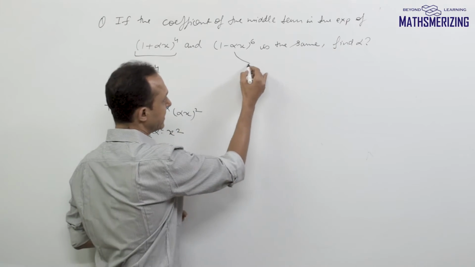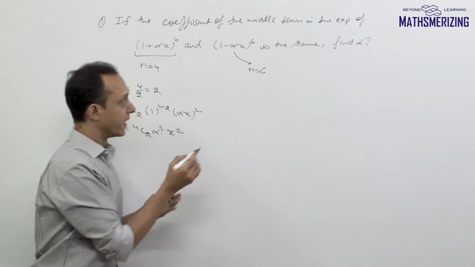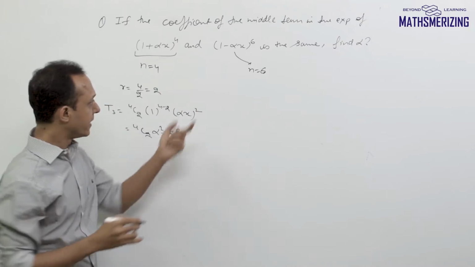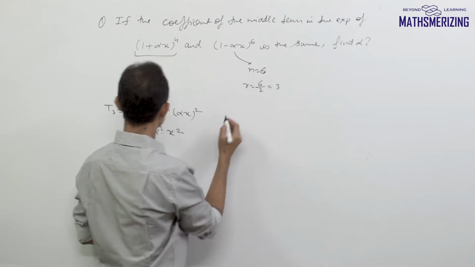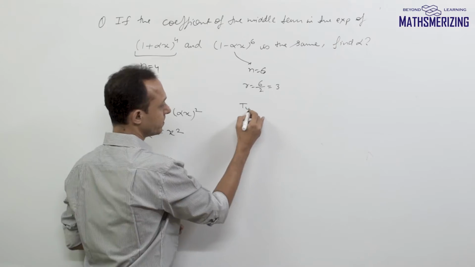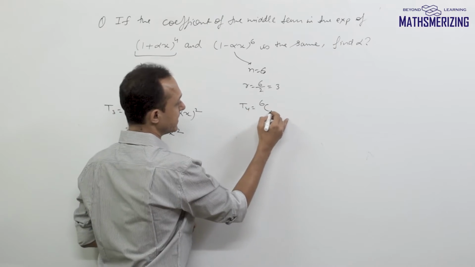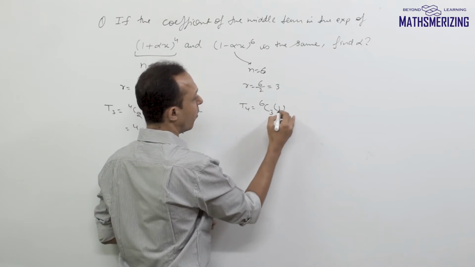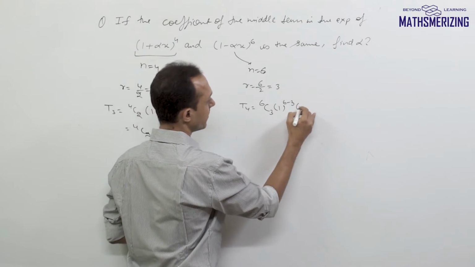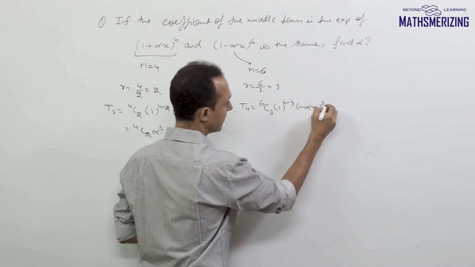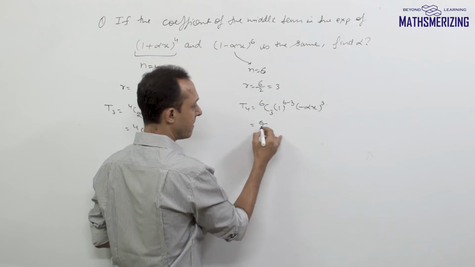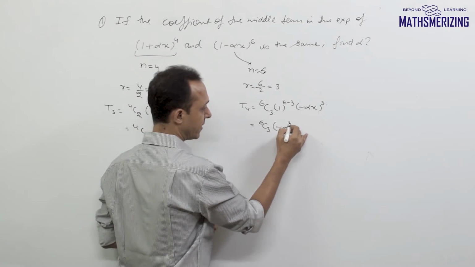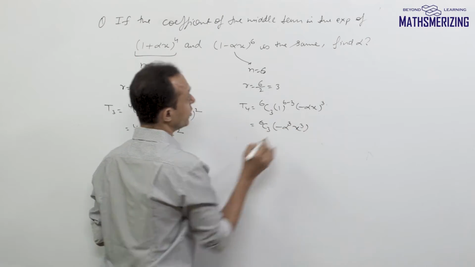Now for the second series, here the value of n is 6, which again is an even number. So again the value of r here will be n by 2, so it will be 6 by 2, so there will be 3. So now the term here is the fourth term, and that term is given by 6c3 (1)^(6-3) (-alpha x)^3. Now it is 6c3, and here will be minus alpha cube into x cube.